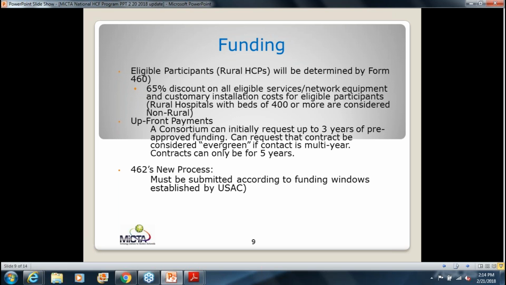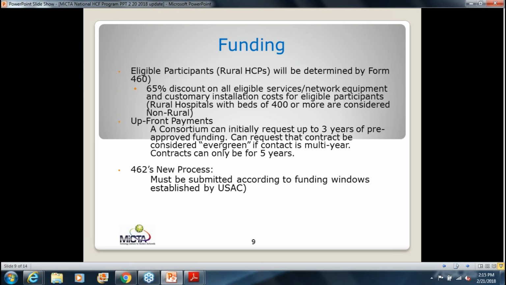And then the upfront payments for a consortium, they actually can be approved for 3 years under this program, so that they don't have to go back like our schools and libraries do in the E-rate program. They can actually be funded for 3 years upfront. As you can see, those multi-year contracts are considered evergreen, and the contracts can only be for 5 years. That's the maximum. That's one of the reasons why MiCTA goes through this process every 5 years.